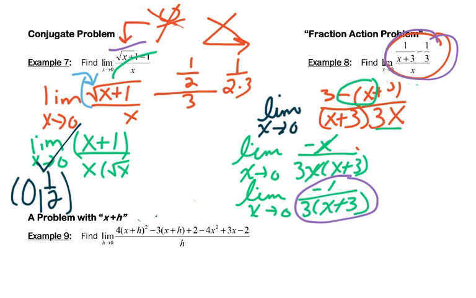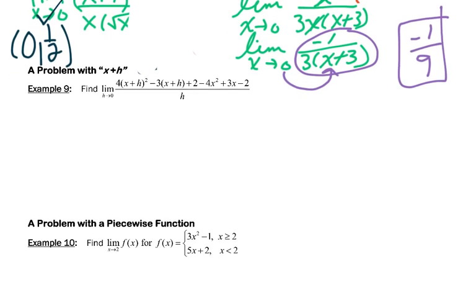Where will we be? Plug it in. Negative 1 over 3 times 3. That will be my limit. There'll be a hole on the graph at the point (0, negative 1/9), but that's okay.